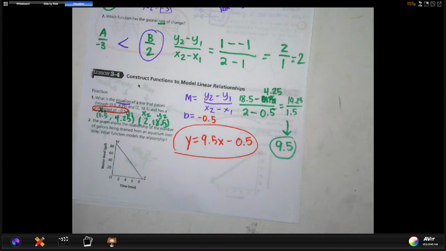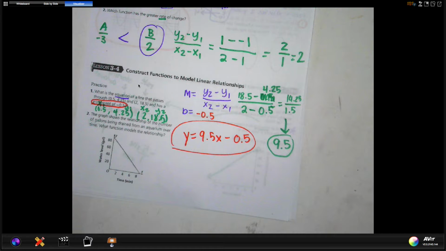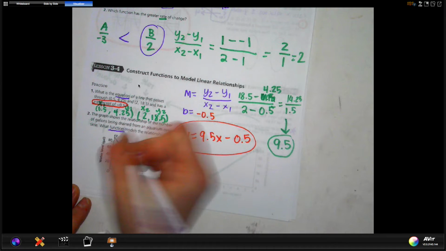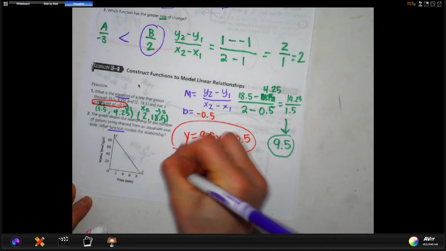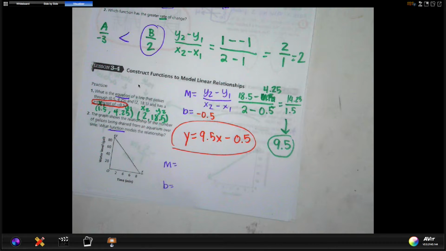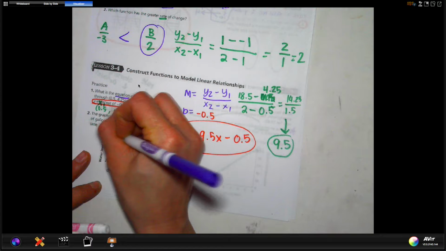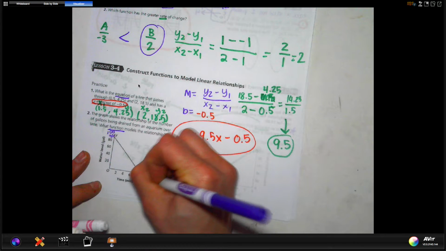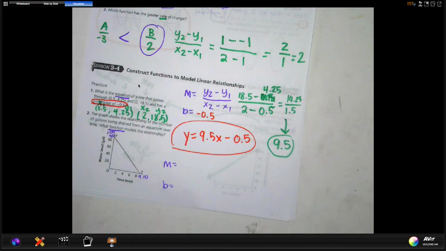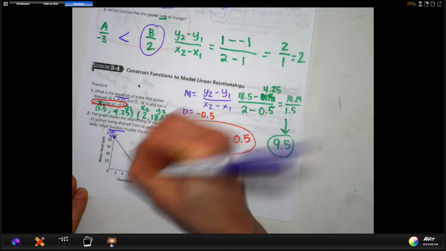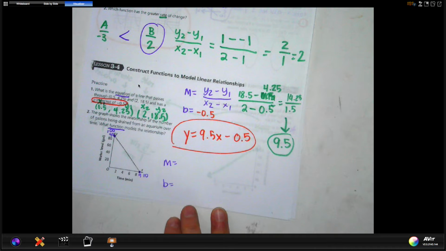Okay, number 2 is also from this section. It says the graph shows the relationship of the number of gallons being drained from an aquarium over time. What function models the relationship? Okay, in this case, function is another word for equation here. So we still need an M and a B. How do you find M on a graph? What do we need to do? It looks as if it got cut off a little bit here, so I apologize. But 100 would be here, so this is 90. And then 10 would be here, so this spot would be 9, okay? So fill that in. Right here, it's hitting at 90. Right here, it's hitting at 9. Is that clear? Put that in.